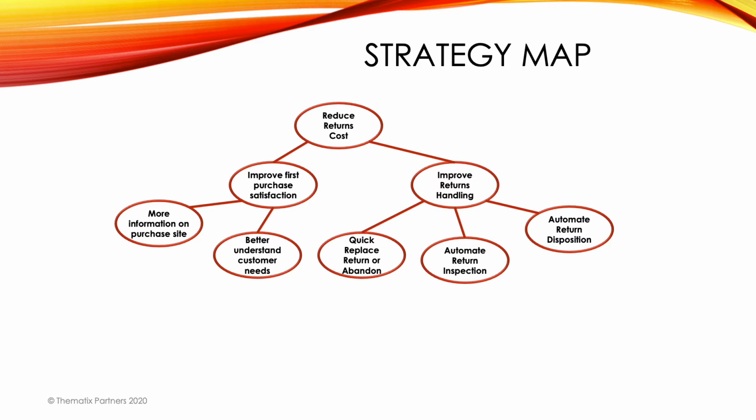If the high-level strategic objective is to reduce what returns are costing the company, we know from the map that this can be done by reducing the number of returns the company receives and by being more efficient at returns handling. These strategies themselves devolve into a variety of relatively lower-level strategy objectives, such as quick replace, return or abandon, automate return inspections, and automate return disposition. When fully described, these objectives may be an adequate foundation on which to mount an initiative, or they may need further decomposition.